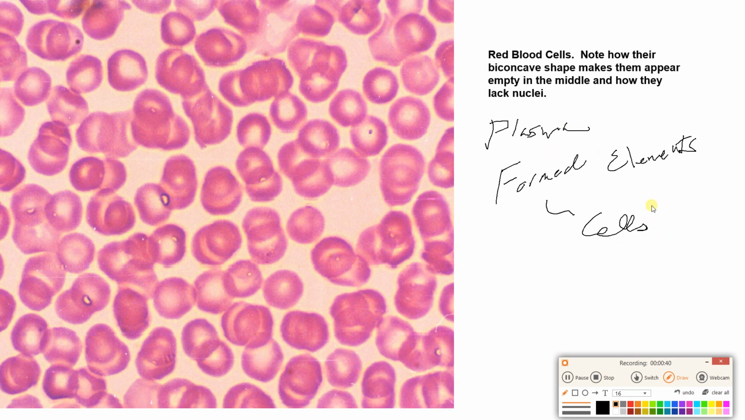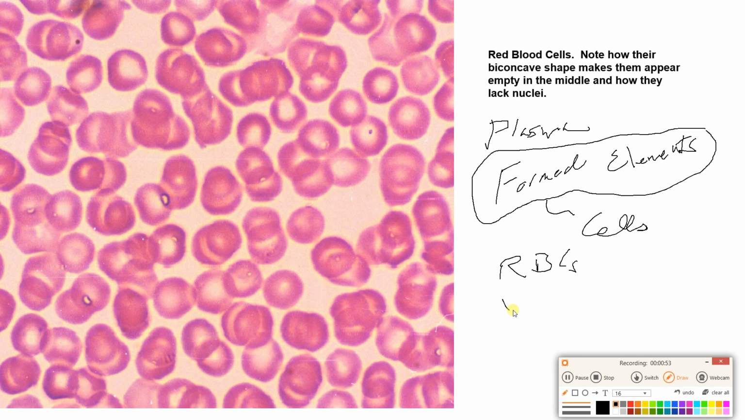I don't care. So the formed elements are what we're really going to be looking at, microscopically speaking. And there are three main formed elements. There are the red blood cells, there are the white blood cells, and there are these other ones called platelets. So those are our three types of blood cells, which are better known as formed elements.